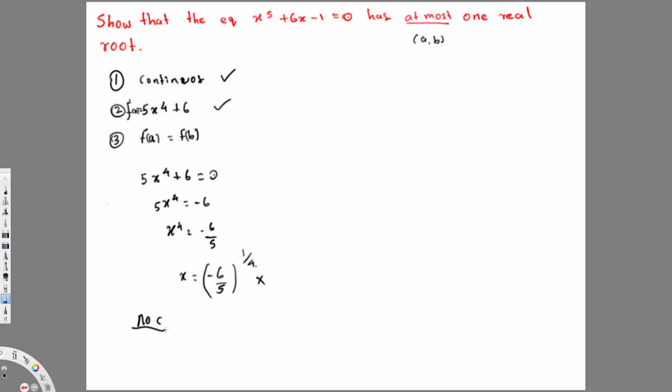Therefore this assumption is wrong. If it's true, then there must be a real root, but in this case it is not true. Therefore there's no c. That's why this is failing Rolle's theorem. Therefore we can say this one has at most one real root. That means this equation has no more than one real root.